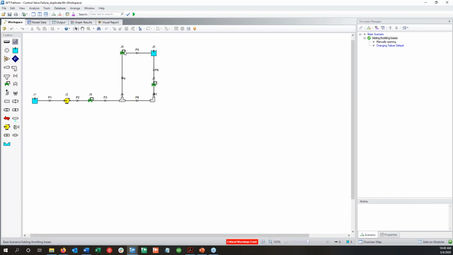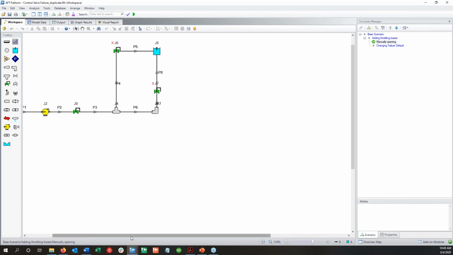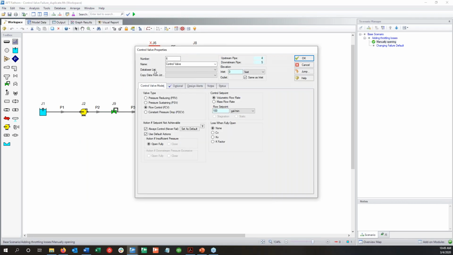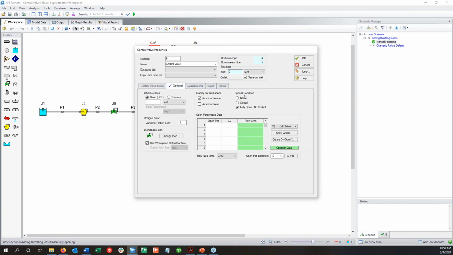So the next step in troubleshooting, we know that our valves are failed. We can try to see why they're failing. The best way to do that is by manually opening each valve. Remember back to our failure state. If a control valve doesn't have enough pressure upstream, it can't reasonably reduce any pressure to reduce the flow. So in this case, if we unchecked always control, that would be one effect, or we can manually open it.